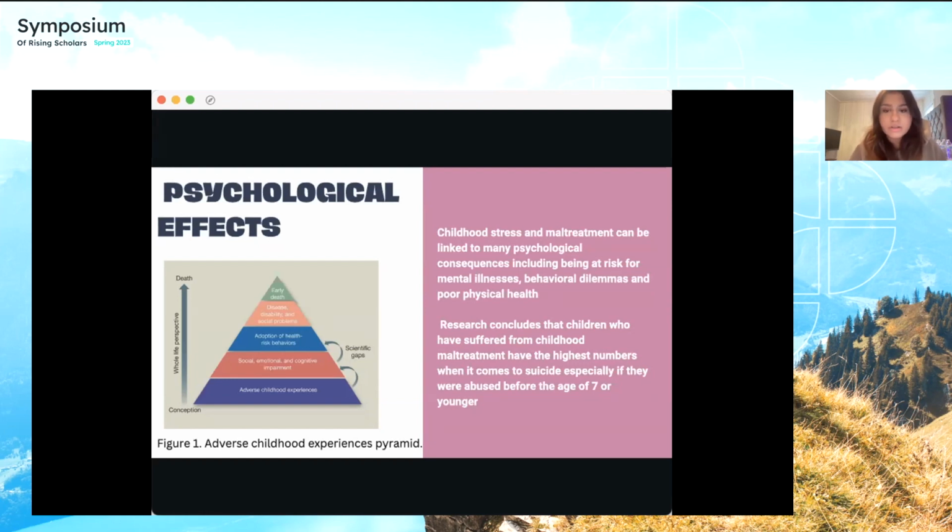I've included a picture of the adverse childhood experiences pyramid that shows you the development of a person who has faced adverse childhood experiences. So they have social, emotional, and cognitive impairment, adoption of health risk behaviors, and disease, disability, and social problems, causing eventually early death.